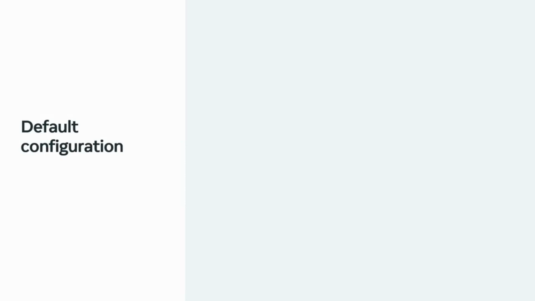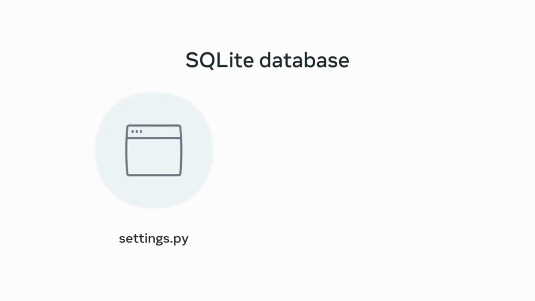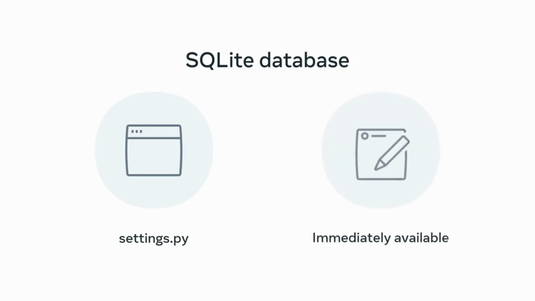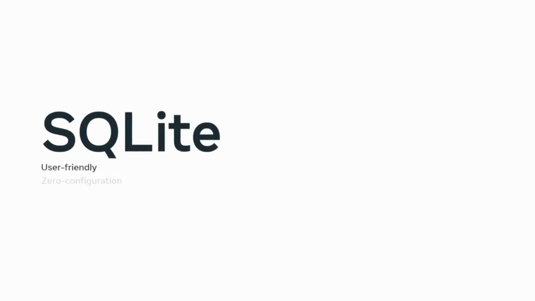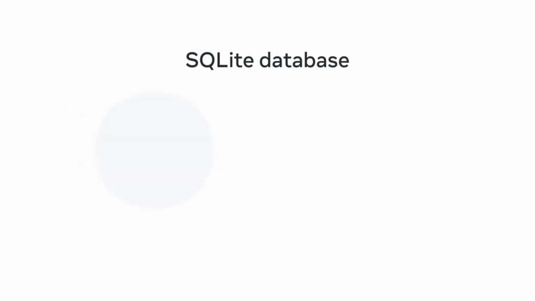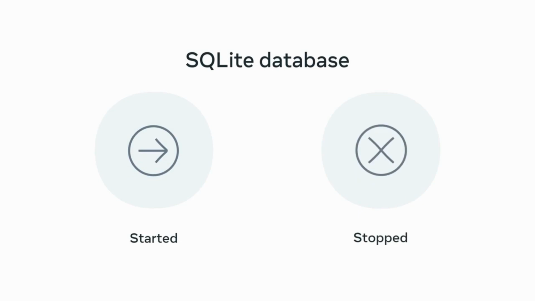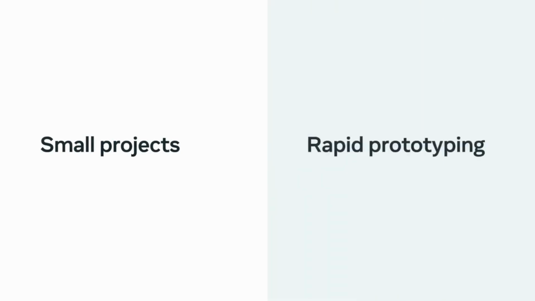When creating a Django project, the default configuration uses a SQLite database that requires no additional installation. It is automatically set inside the settings.py file. This means that you can directly start working with the database immediately. SQLite is known as a user-friendly, zero-configuration database, and there are many advantages to using it. You don't need to install anything to support the database, as it doesn't run as a server process. This means the database does not need to be started or stopped, and it doesn't require additional configuration files. As a result, this type of database is suitable for small projects or rapid prototyping.